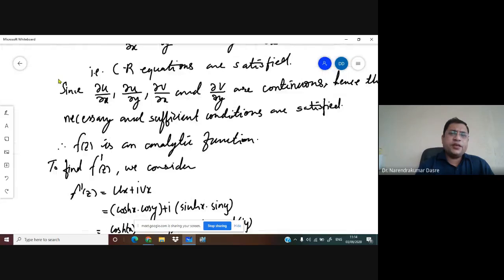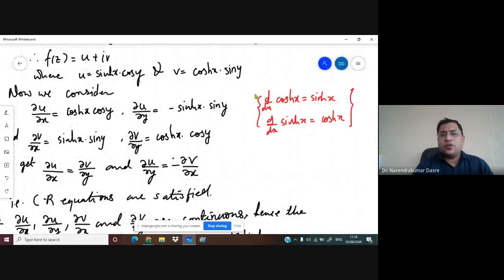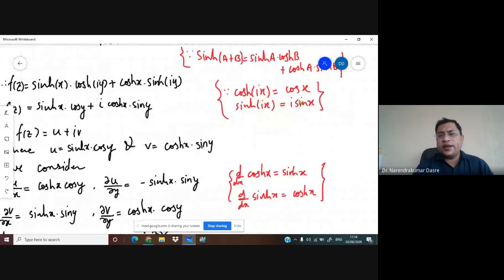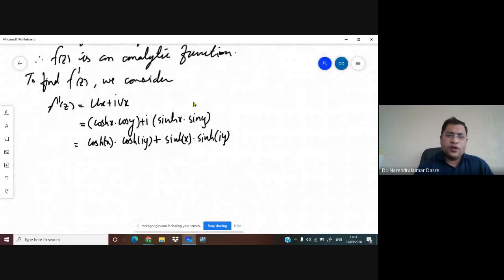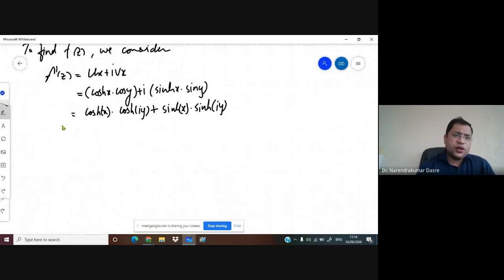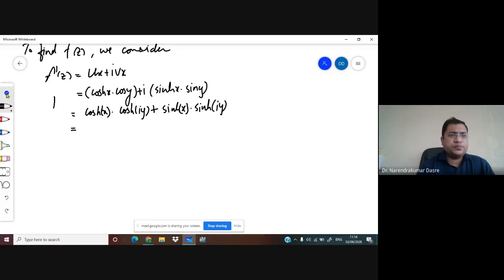So how are you able to write this? See here, I have given you the formula. Using this, I am able to convert the trigonometric to hyperbolic, and I am able to convert this i times trigonometric sine to hyperbolic sine. So using this, we are able to convert. And then what this formula is, you remember.